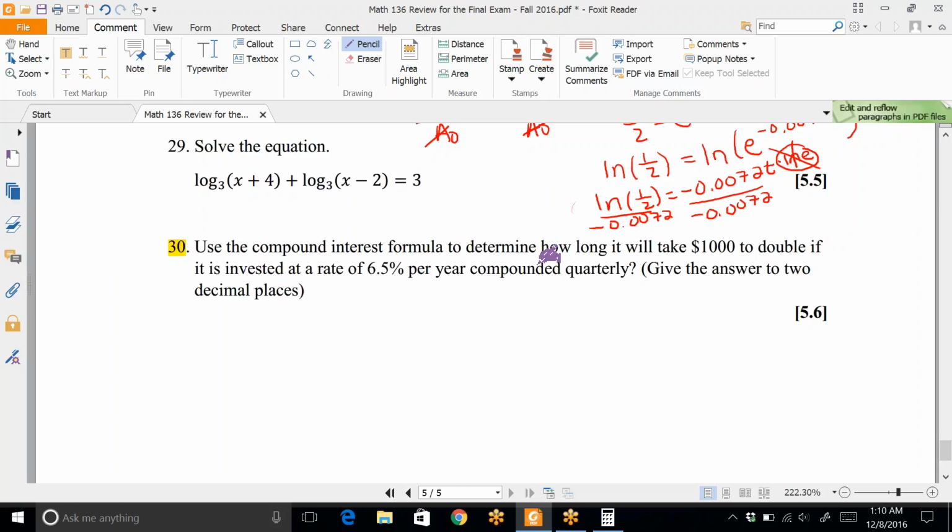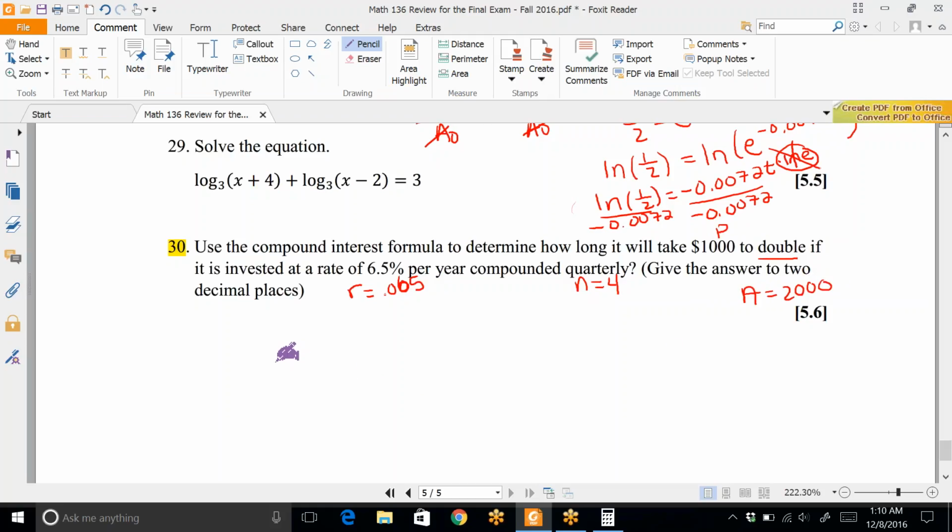Use the compound interest formula to determine how long it will take $1,000 to double if it is invested at 6.5% per year compounded quarterly. Quarterly means that you do your compounding 4 times a year. Your rate has to be written as a decimal, so 0.065. $1,000 is your principal or starting amount. They want it to double, so that means your ending value is 2,000.